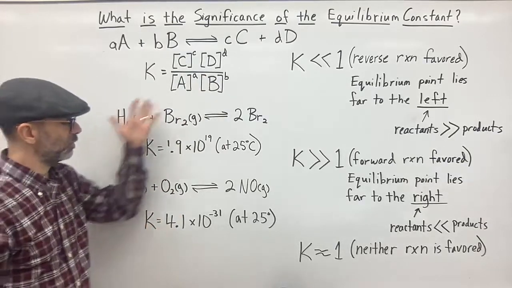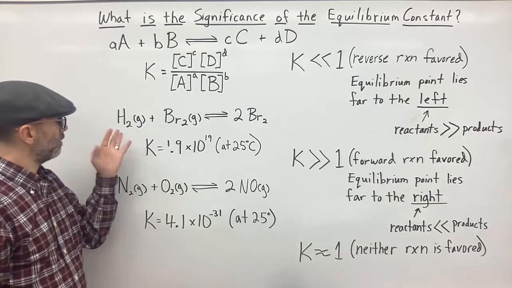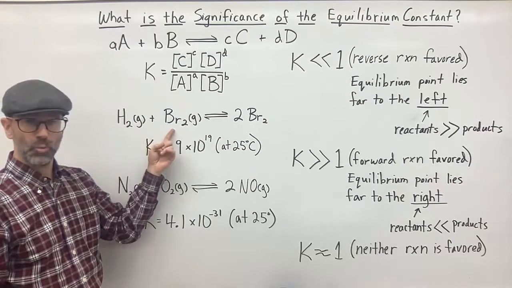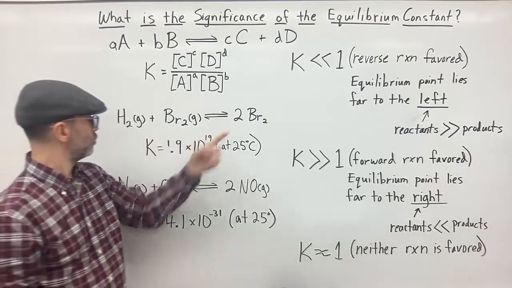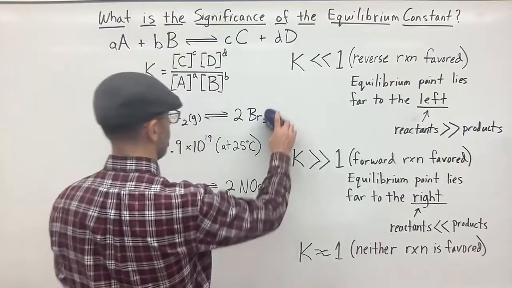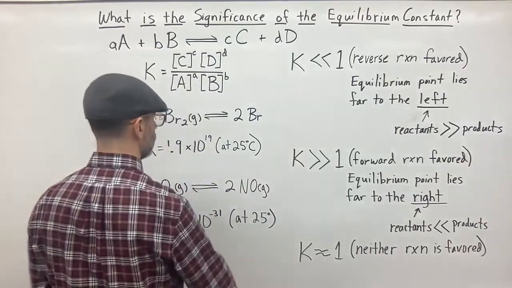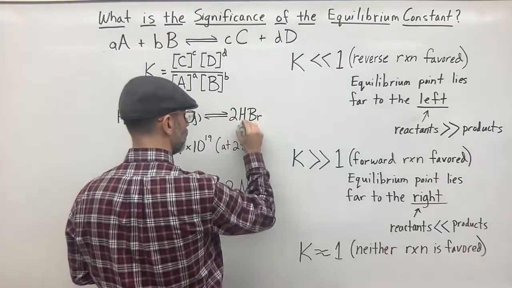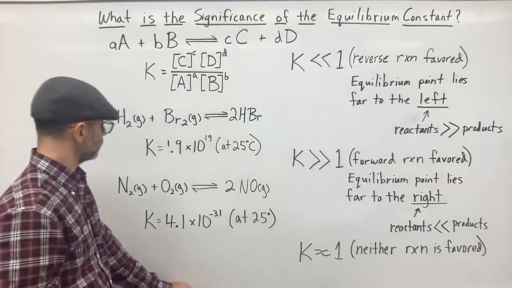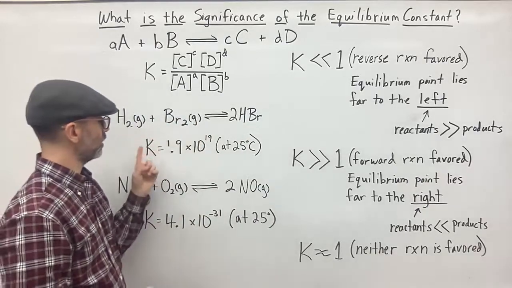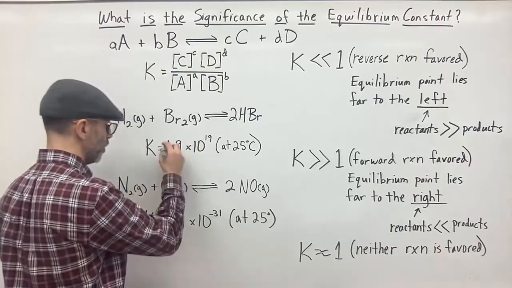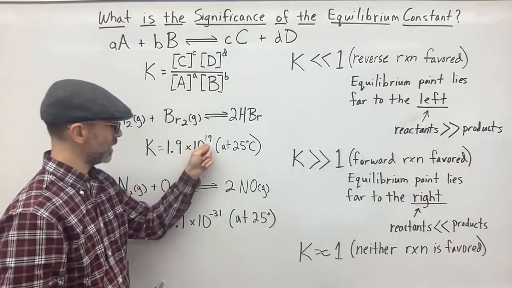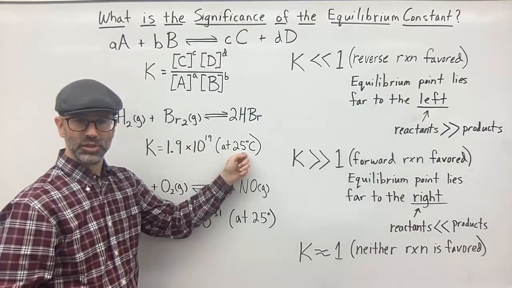Okay, here's a couple of examples I have. You have this reversible reaction where hydrogen gas reacts with bromine gas to form, oops, I made a mistake there, that should be 2HBr. In this reaction, they calculate the equilibrium constant to be 1.9 times 10 to the 19th at this temperature, 25 degrees Celsius.